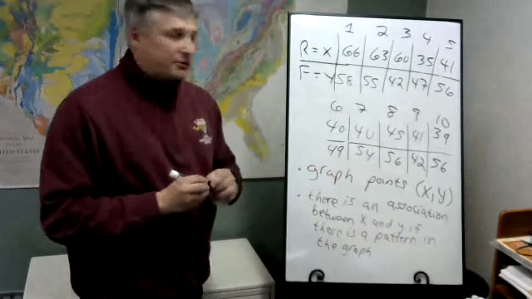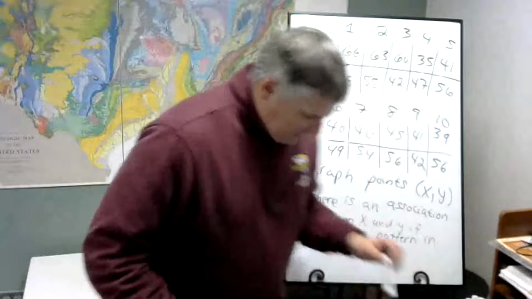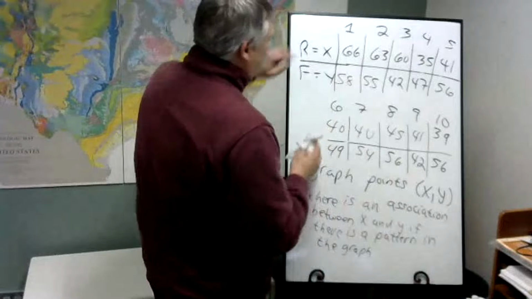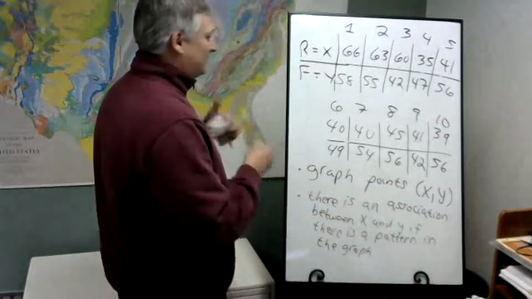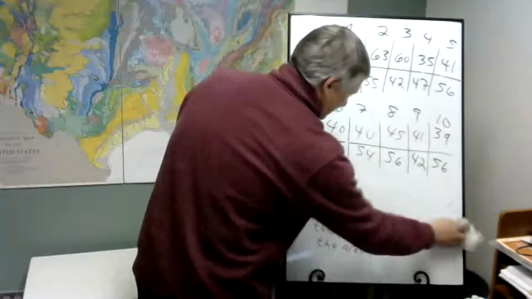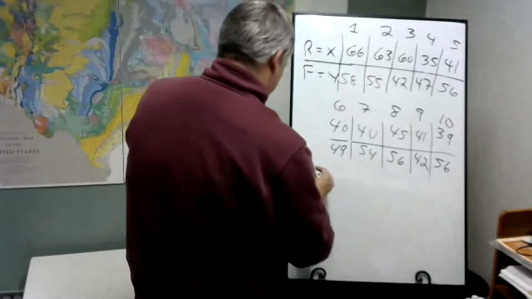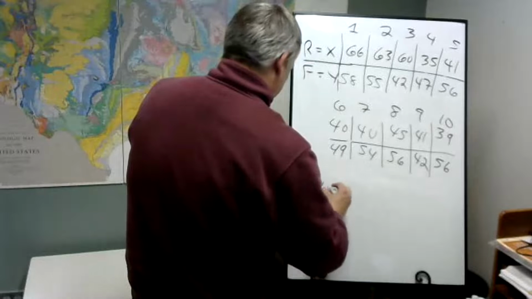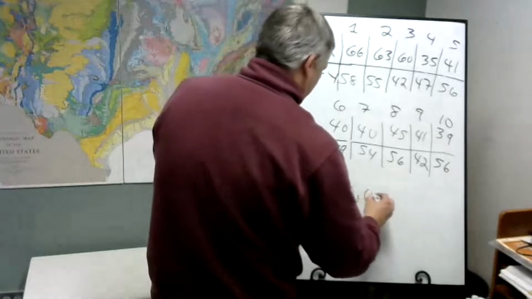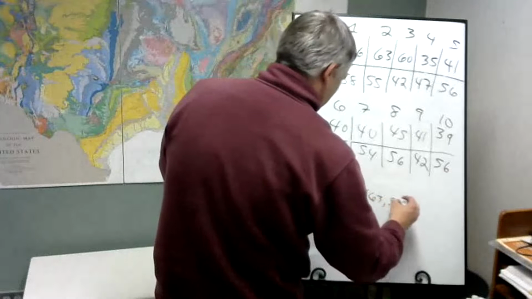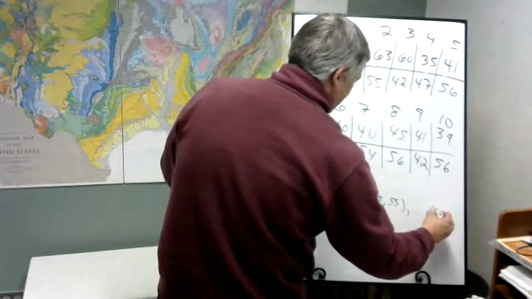So if there's a pattern in the graph, that might mean there's some kind of association. So let's graph these points. We're going to get X is 66, Y is 58. That's going to be a point, and then so on. So we'll be graphing points like this. This would be for the first day, second day, up to the 10th day.